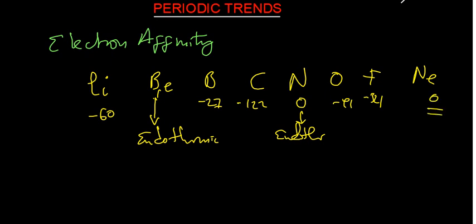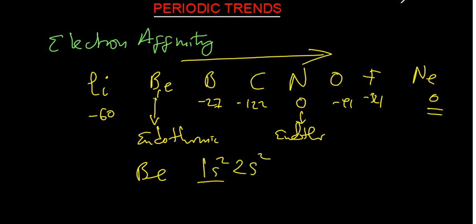Now why this discontinuity? Of course we know that a lot of energy is supposed to be released going in that direction, but as we can see there are some discontinuities. So let's talk about beryllium. Beryllium ends in 1s2, 2s2. So both the orbitals have been filled up completely. So if you want to gain an electron when it comes to beryllium, you want to fill the 2p orbital.